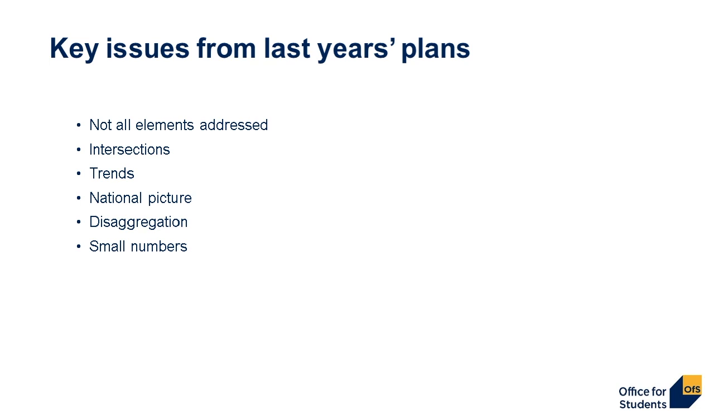So, for example, we saw some plans didn't examine trends sufficiently. By trends, we're looking for more than one year's worth of assessment of performance. So if you don't have data for two or three years, consider how you might supplement that with other data that is available. And if you have small numbers, you could consider using data over several years to build up a picture.